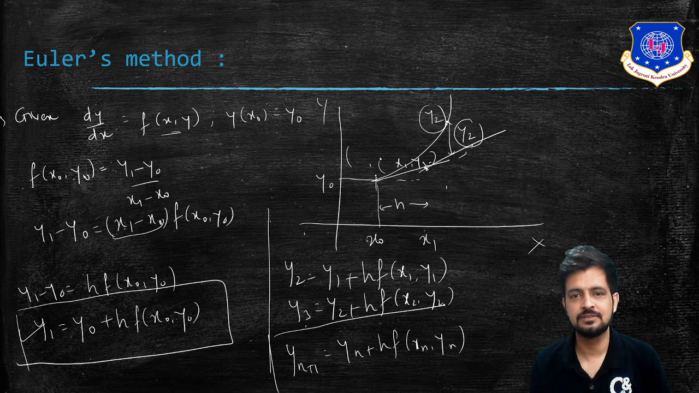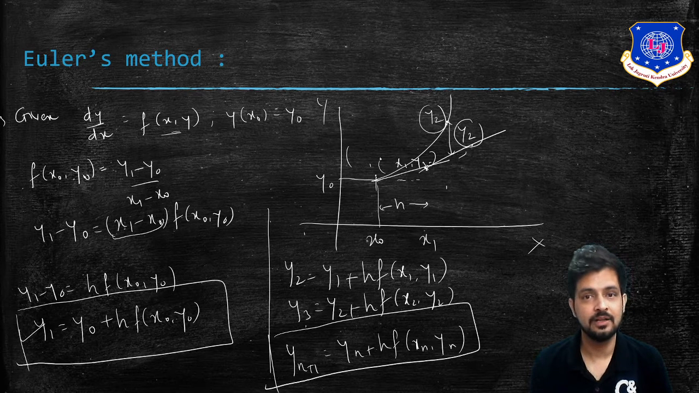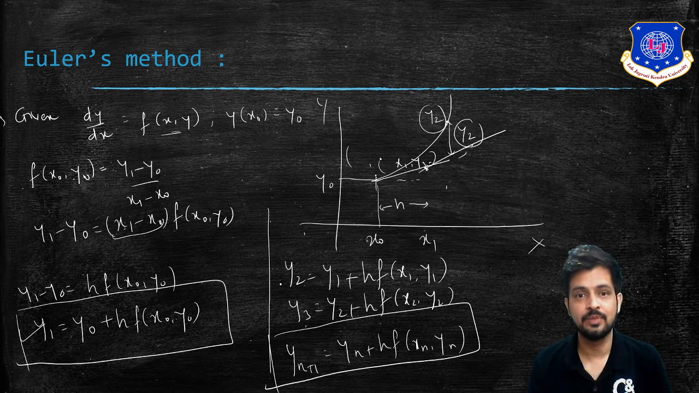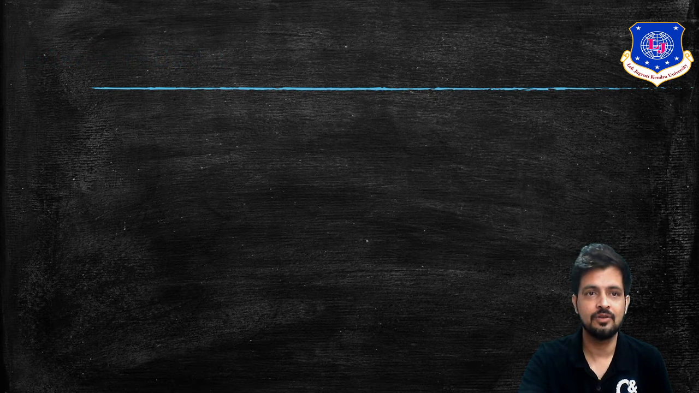This is the general formula to solve the numericals of Euler's method, in which it is compulsory to find the previous value of y to find the next value of y. For example, if I want to find y2, then y1 is required. If I want to find y3, then y2 is required. That's why this method is known as the step-by-step method. Let us solve one numerical on the basis of this.